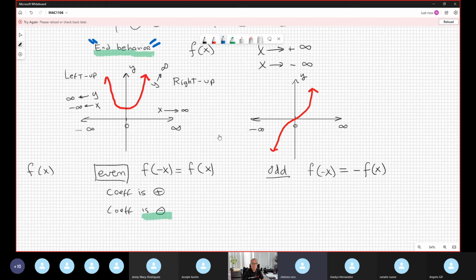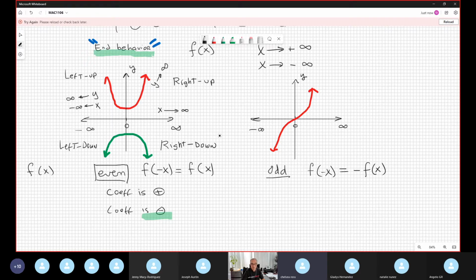The even function looks like that. Then the end behavior is right down and left down. Actually, we have 4 possibilities, guys, for the end behavior.